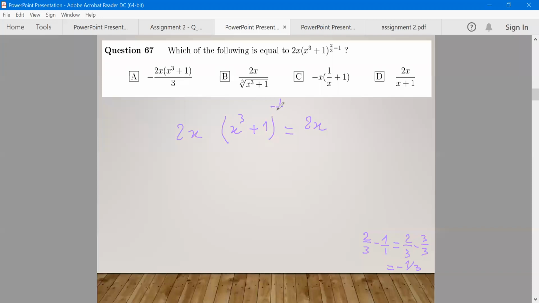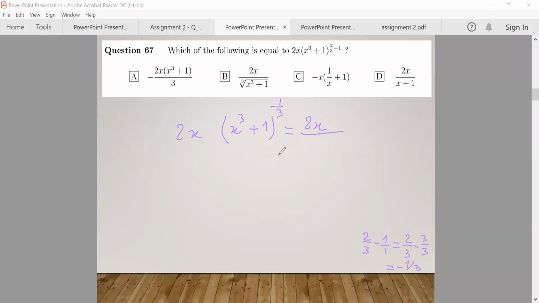And for a negative exponent, we change the place: if it's in the numerator, we move it to the denominator and change the sign of the exponent. And power 1 over 3 is a cube root. So the denominator of the power gives us the index of the root. So it's B.